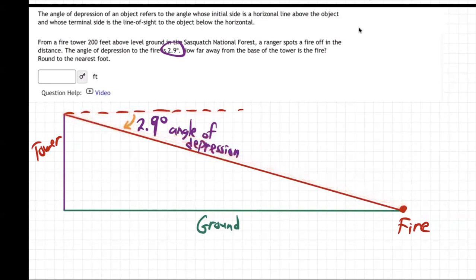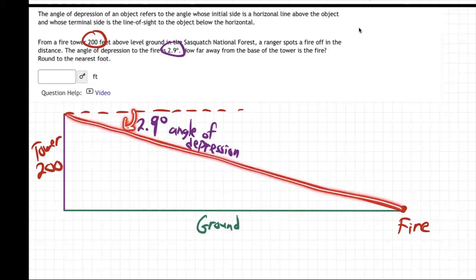You have an instrument, and you aim it right at the fire. And it says the tower is 200 feet. So this tower is 200 feet tall above level ground. And the ranger right up there at the top spots the fire, and his instrument tells him he's looking at an angle 2.9 degrees below the horizontal, the angle of depression. How far away is the fire?